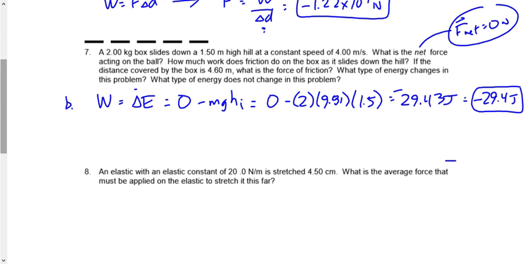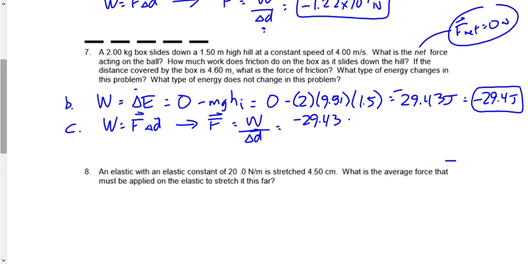How much work does friction do on the box as it slides down the hill? Negative 29.4 joules because it lost that energy due to friction. What's the force of friction? All right. Well, now I got to go back and find the force. I could do it Jonah's way. In fact, if we had done this question Jonah's way, we'd already have the force of friction, right? Since I didn't do it that way, now I'm going to go back and say W is equal to F times D. F is equal to W that we just found over displacement. This displacement would be 4.6, not the 1.5. And that gives us a force of 6.40 newtons.